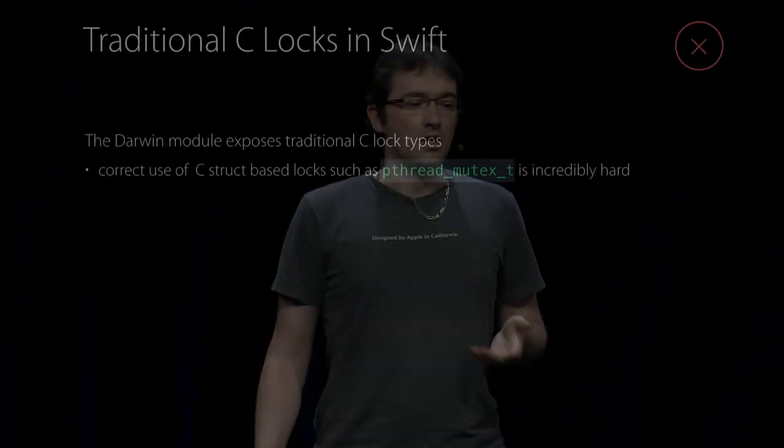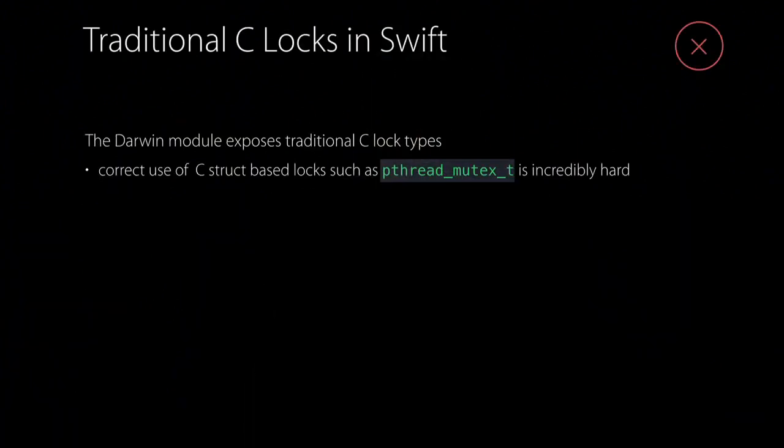So what do we use for synchronization? Traditionally, you would use a lock. And in Swift, since you have the entire Darwin module at your disposition, you will actually see the struct-based traditional C locks. However, Swift assumes that anything that's a struct can be moved, and that doesn't work with a mutex or with a lock. So we really discourage you from using these kind of locks from Swift.